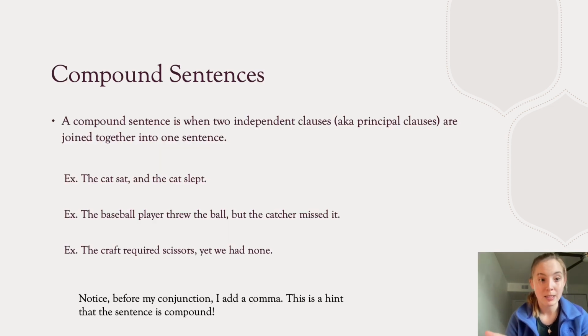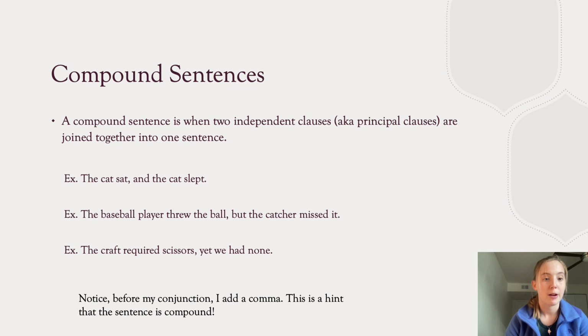What is a compound sentence? A compound sentence is when two independent clauses or principal clauses are joined together into one sentence. When they are independent, they stand all by themselves. So I have a few examples here. The cat sat and the cat slept. These are two separate independent sentences that I've fused together with that coordinating conjunction.